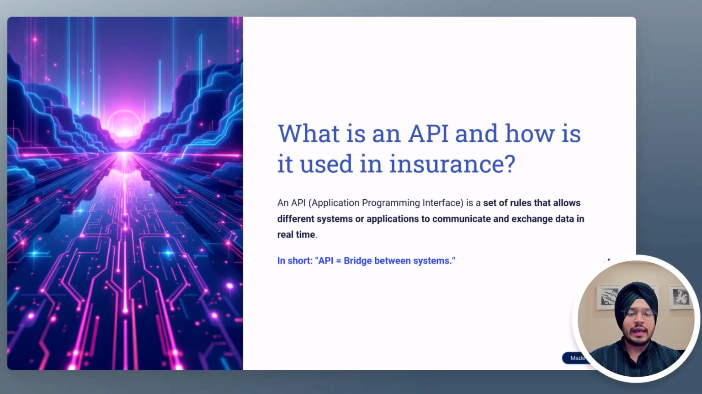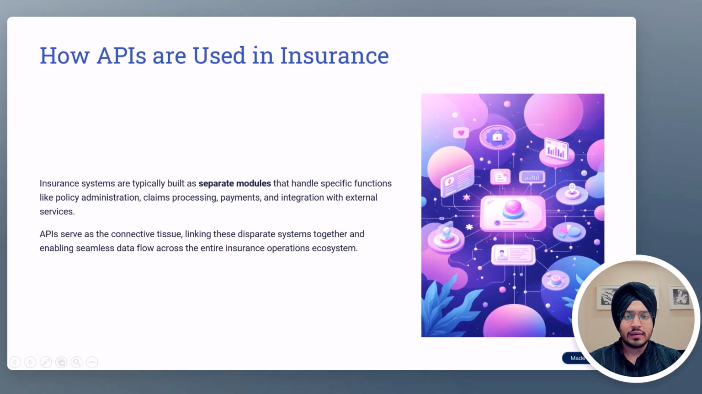What is an API? API stands for Application Programming Interface. It is a set of rules that allows different systems or applications to communicate and exchange data in real time. How APIs are used in insurance.